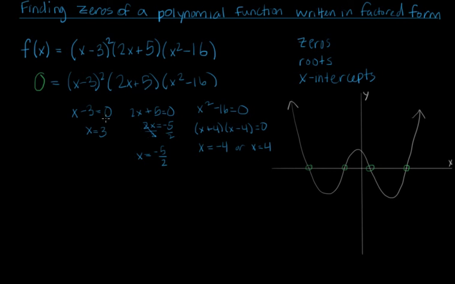So in this case, these are the 4 zeros. x equals 3, x equals negative 5 halves, x equals negative 4, and x equals 4. Those are the 4 zeros of this particular polynomial function. And when it's written in factored form, all we have to do is set each part equal to 0 to find the zeros.